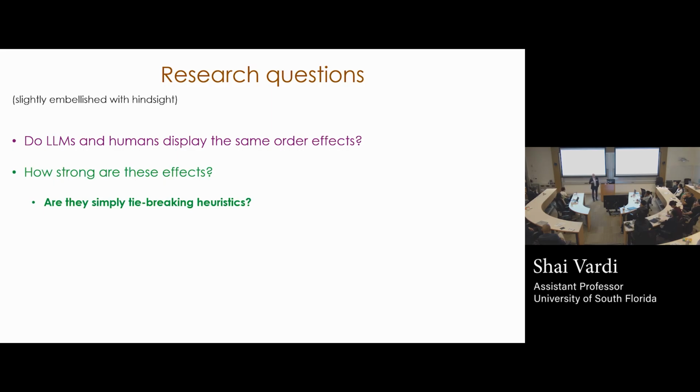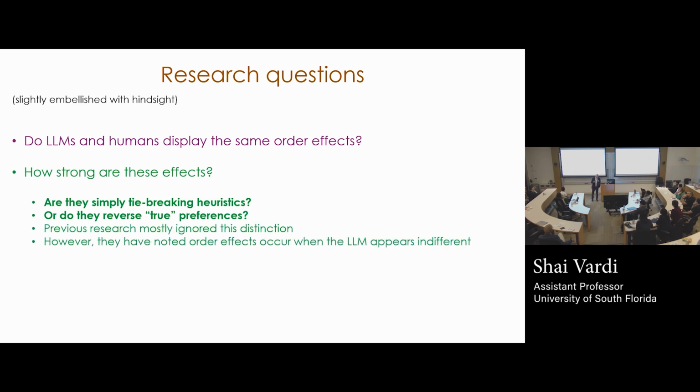They could just be a tie-breaking heuristic, right? You don't know which answer is correct, so you choose C. But it could be that they actually reverse true preferences. I give you an option because I showed it to you first, you choose that, and it's actually the worst option. It reverses your underlying preference.